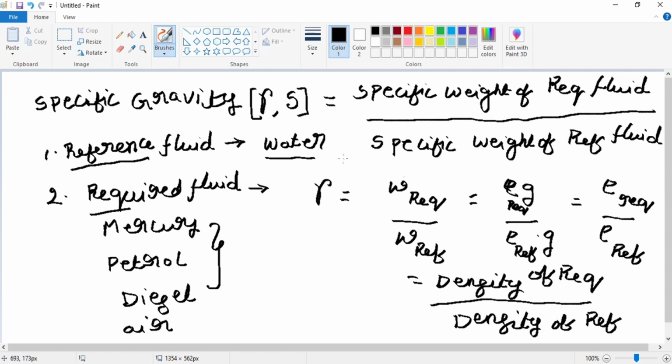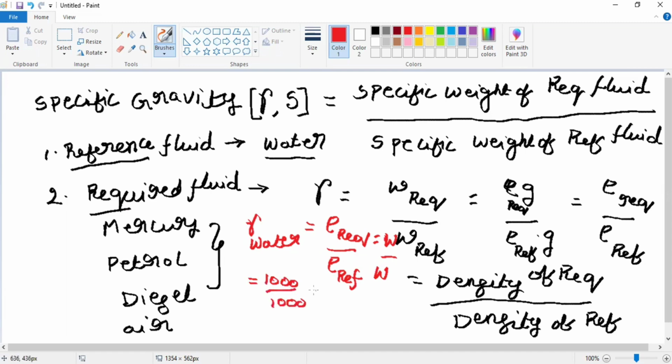So these are the relations. If you observe, there are no units for the specific gravity. Suppose you want to calculate the specific gravity of water. Water means here density of the required fluid by density of the reference fluid. Here the required fluid is water, and the reference fluid is also water. So both the densities are 1000, and the 1000 gets cancelled. The specific gravity of water is 1.